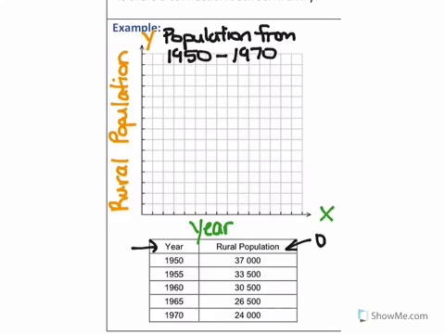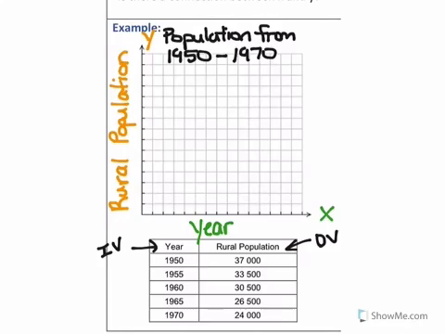So if this is the dependent variable, that's going to go on our y-axis, which you see in orange on the up and down. Years and time is always independent, and so the independent variable is in green. It's always going to go on the horizontal. So I've labeled my axes. I have my title at the top. Remember that we need a scale.